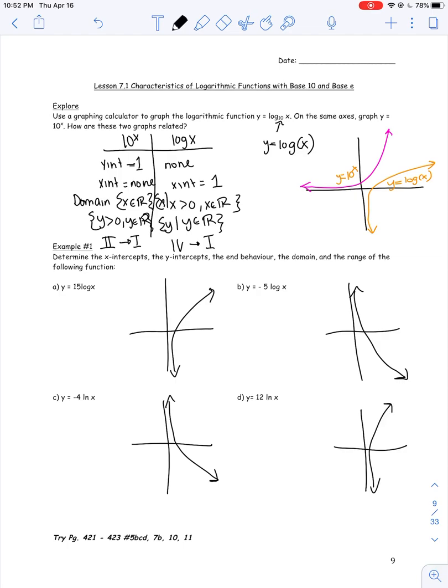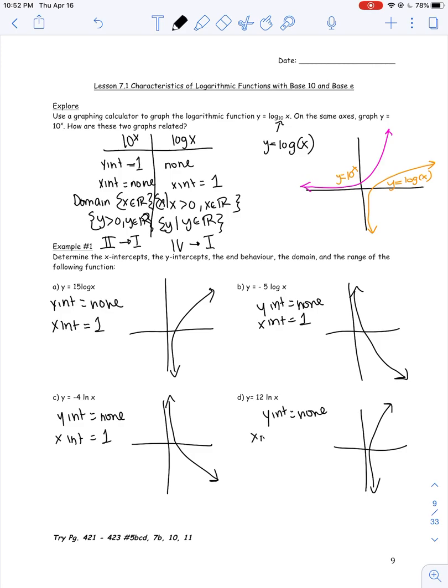In this case, the y-intercept, there's none. In all of them, the y-intercept does not exist. X-intercept, in all of them, they're 1. Every single x-intercept is 1 in all these cases. The domain for all of them will be x such that x is greater than 0, x is a real number. And the range is going to be forever going up and down, so we say y is a real number. That's going to be the same for all of them.